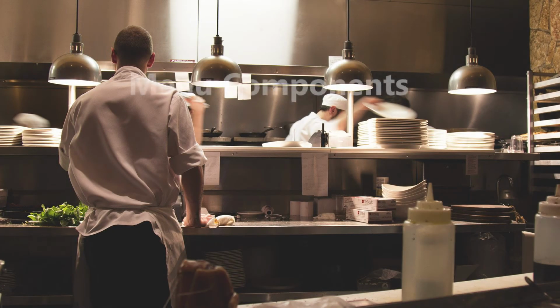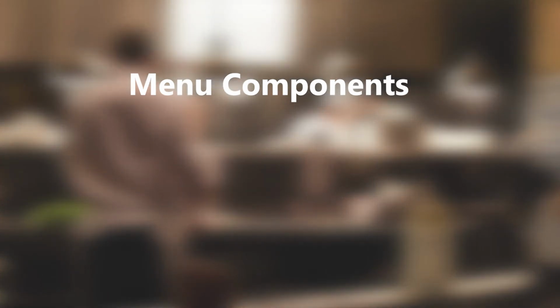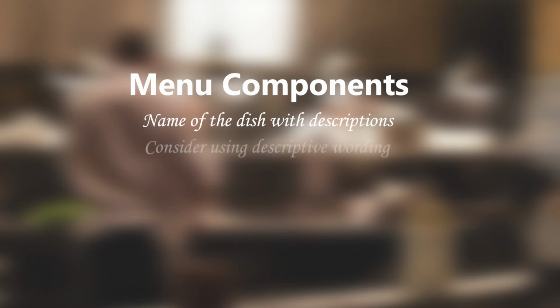Menu components. So what kind of information should be on the menu? Okay, so the name of the dish would probably be quite important, so that the customers can tell you what they want, right? And also the description of that item. Without the proper description, customers may not know if they actually want that dish or not.